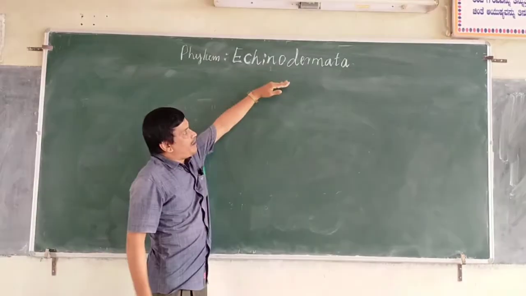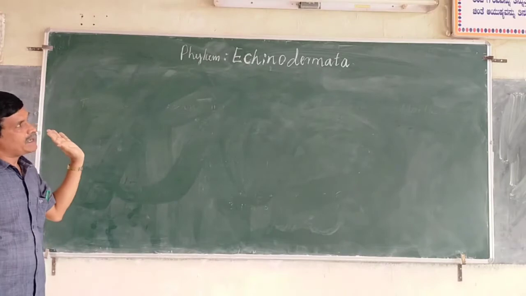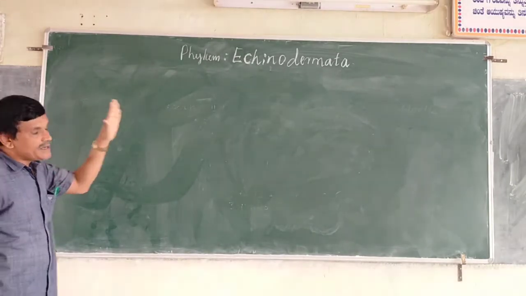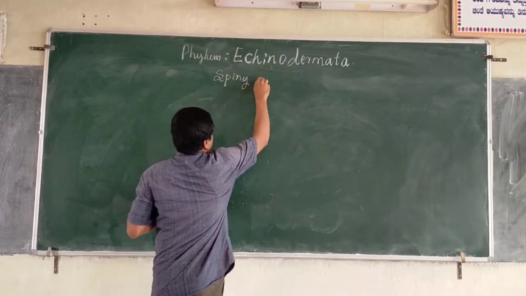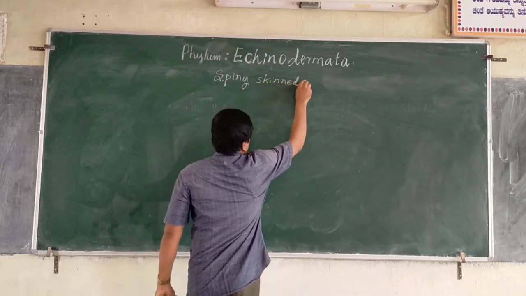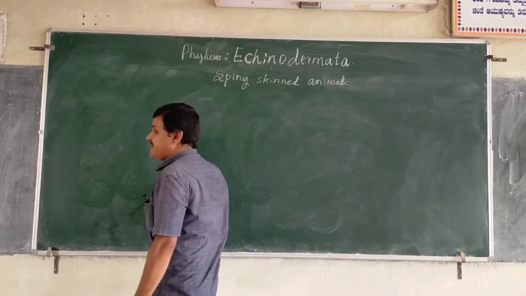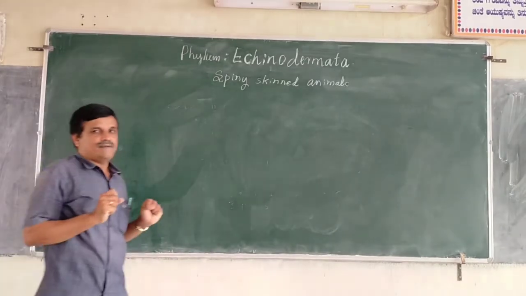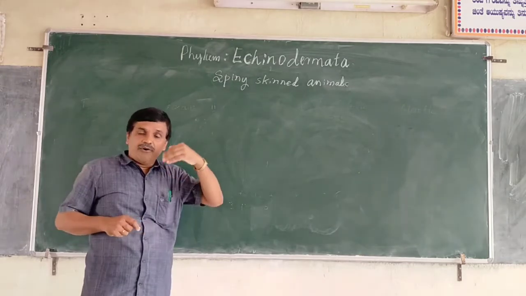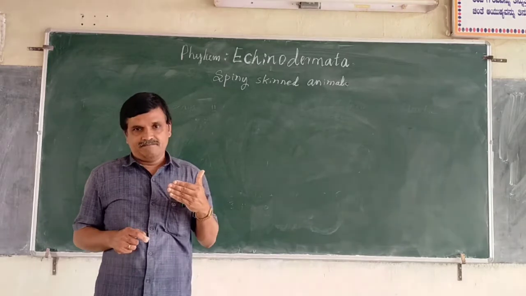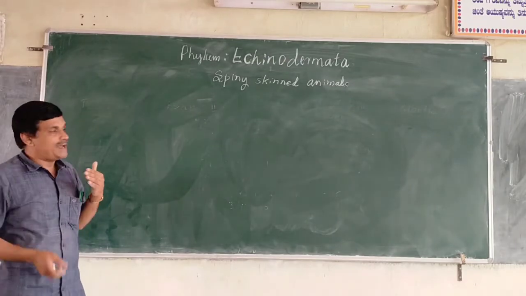Phylum Echinodermata. It is a Greek word, actually, Echinodermata. So it includes spiny skinned animals. Echinoderms are invertebrates with spiny skin. The skin is spiny, hence they are known as echinoderms. The reason for the spiny nature of the skin is the presence of an endoskeleton known as ossicles.